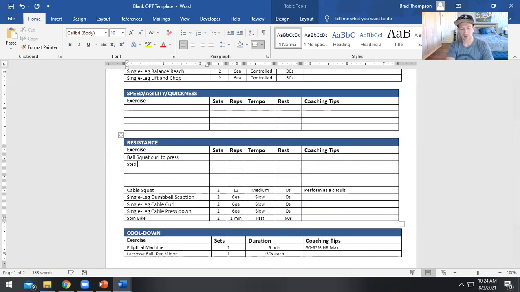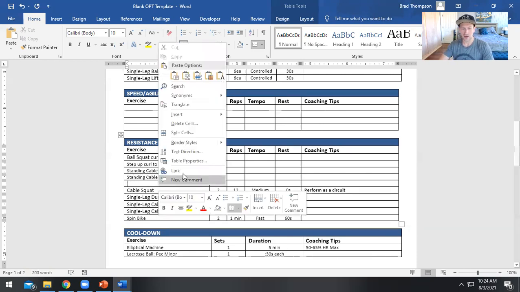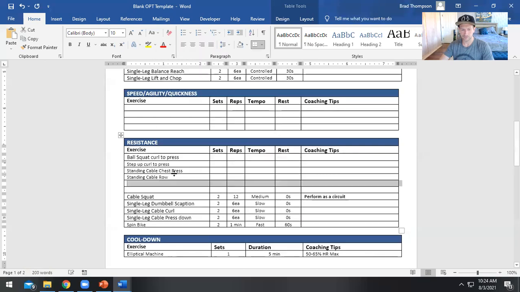Ball squat, I step up to curl to press. We did, what was the other one? Standing cable chest press, standing cable row. And then we had them do the treadmill for 1 minute.